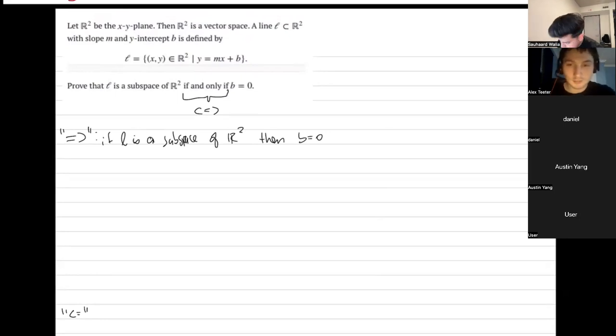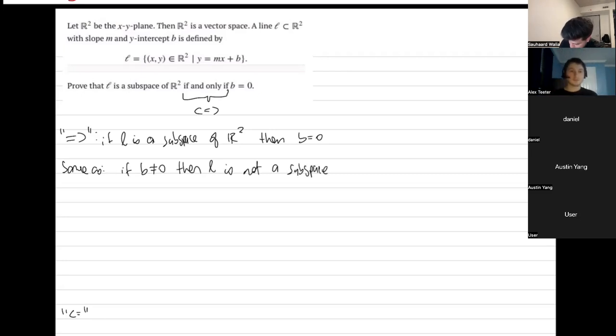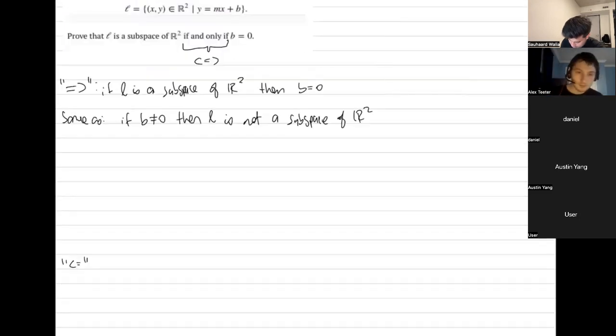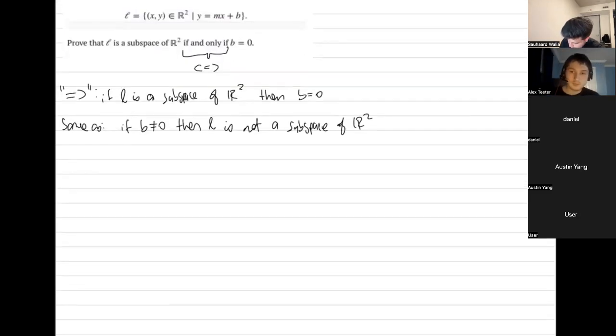To prove this way, I'm going to do it a little bit differently. I'm going to use the fact that the original statement is equivalent to the contrapositive. So this is the same as saying: if b does not equal 0, then L is not a subspace of R2. I'll just drop this off for now and come back to that.